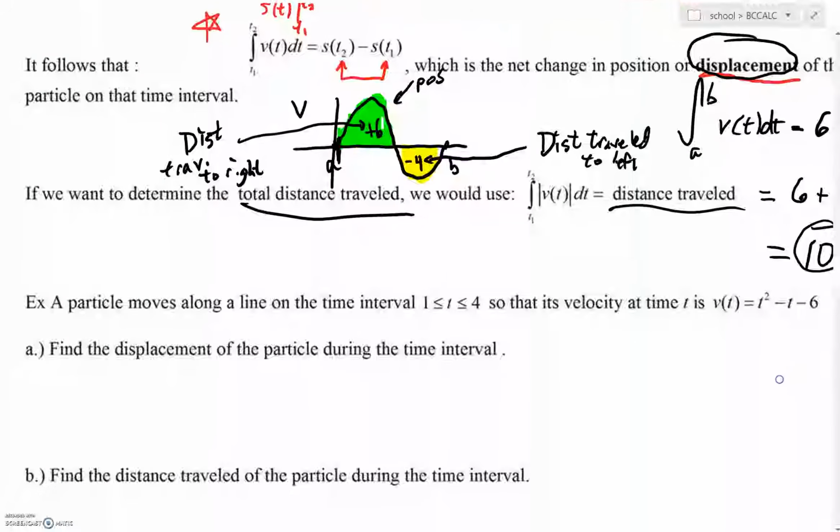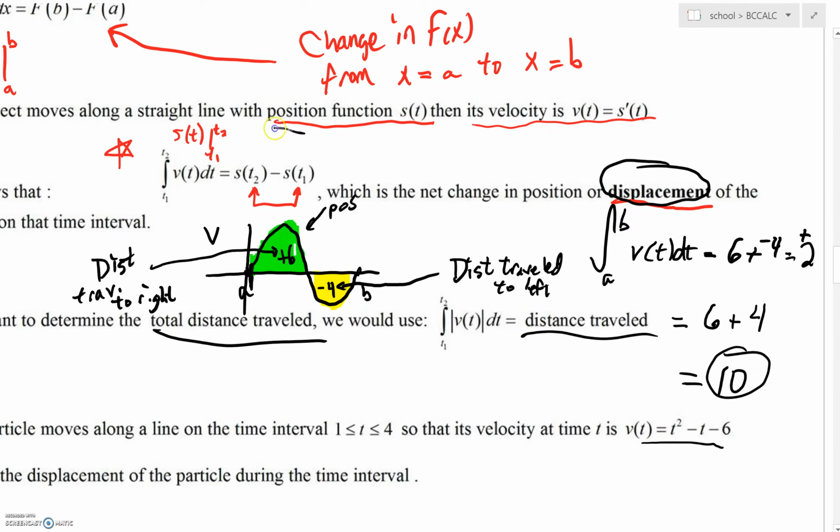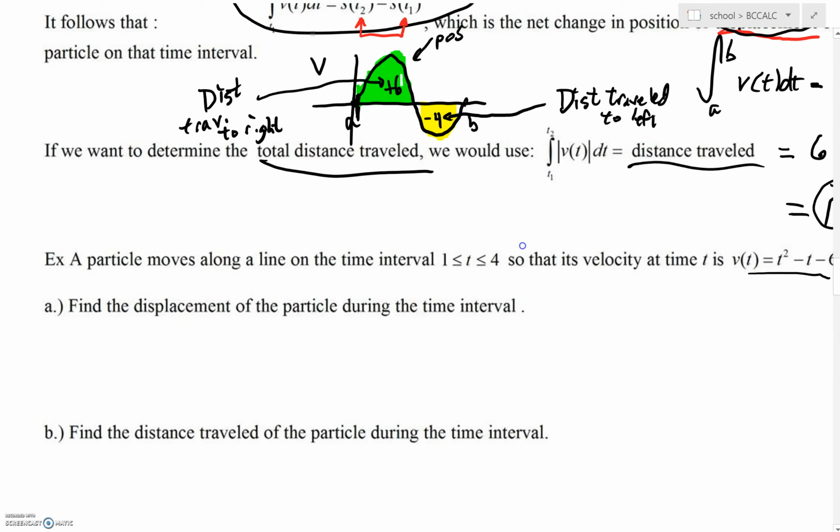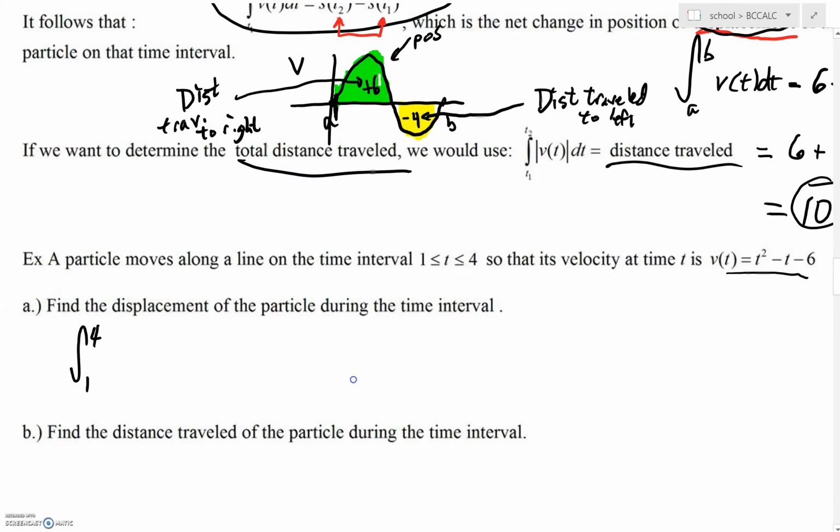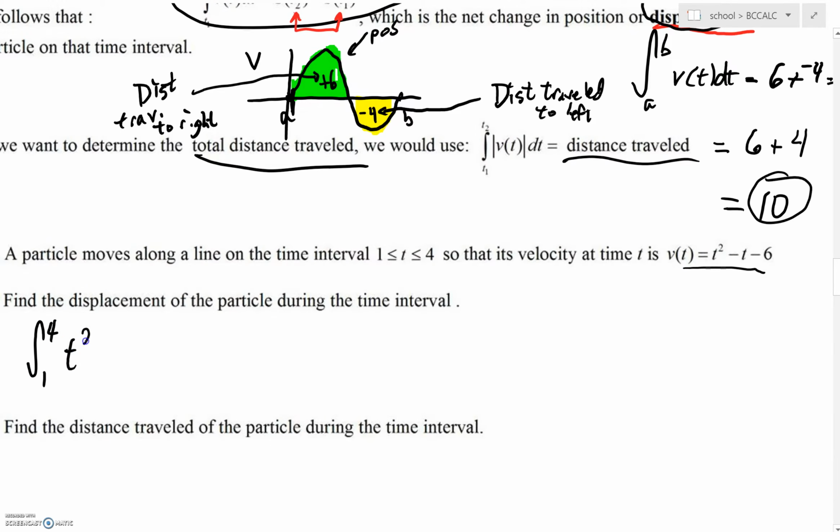Our last problem is going to bring into play these 2 major ideas, displacement and also distance traveled. So let's do example A here. A particle moves along a line on the time interval from 1 to 4. Its velocity is right here. So find the displacement. Well, we've just seen what displacement is. Displacement is the integral of velocity, and we're going to be integrating from 1 to 4. And what is our velocity function? Well, it's t squared minus t minus 6.